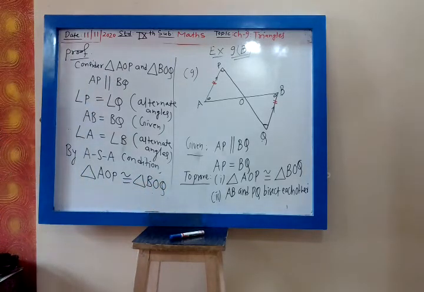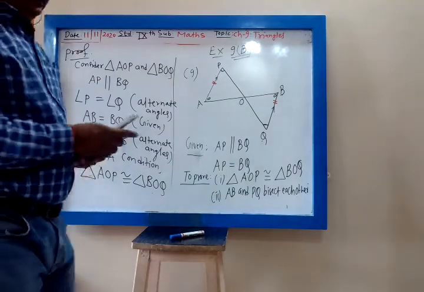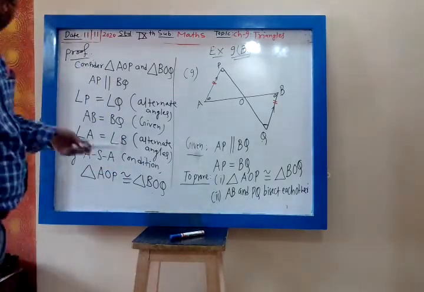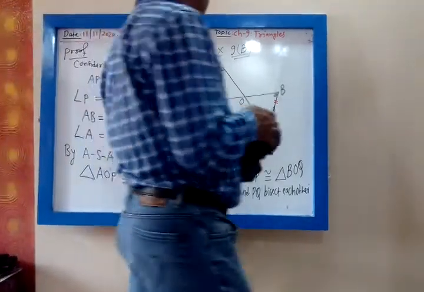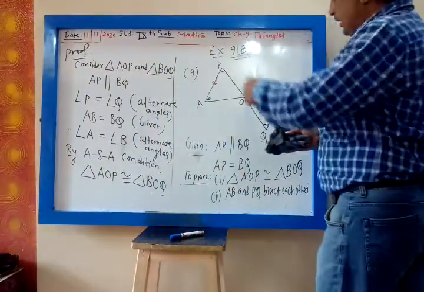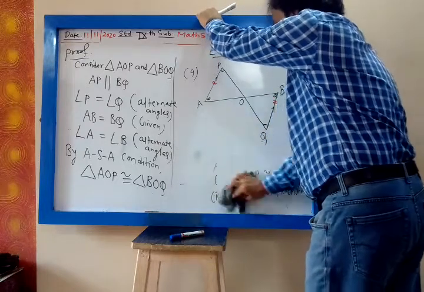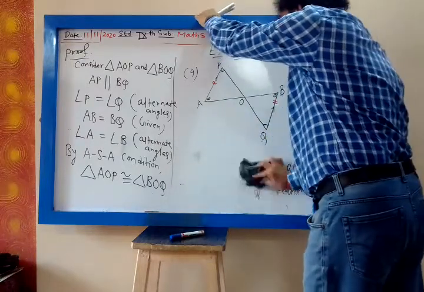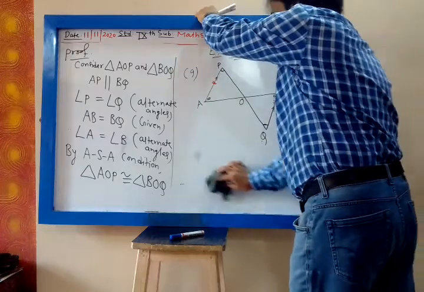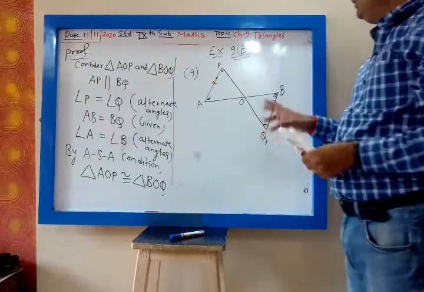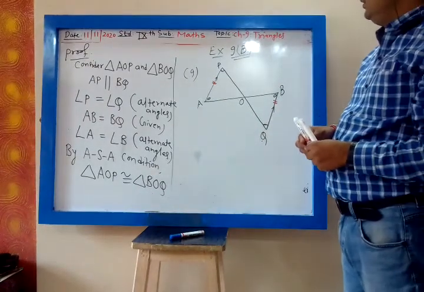Clear? Yes. So the first part is over. Now we want to prove the second part: they bisect each other. To prove that they bisect each other, I will apply CPCTC. When two triangles are congruent, their corresponding sides are equal, no? Yes or no? So what will you get?